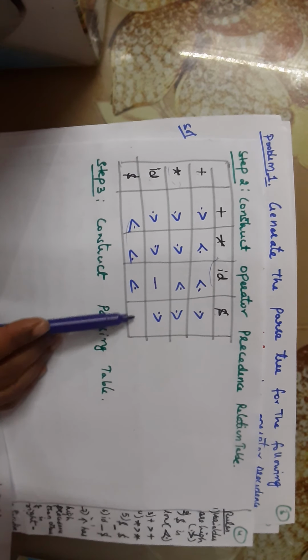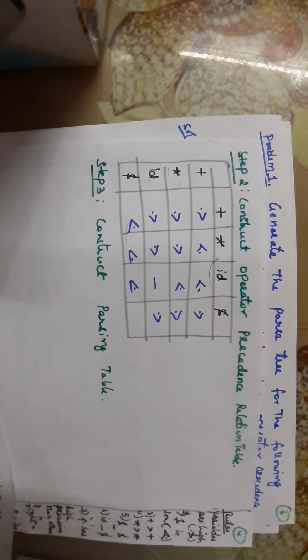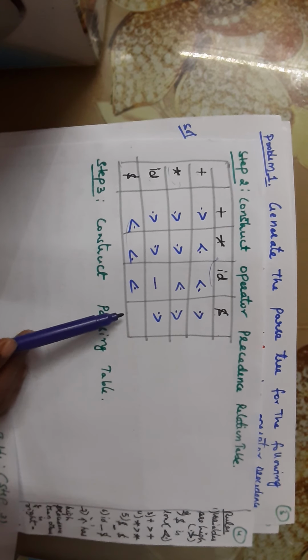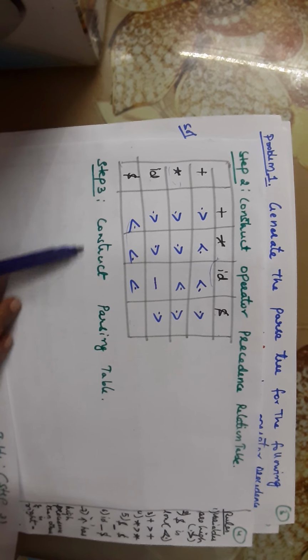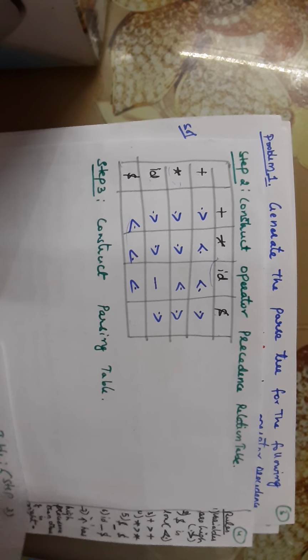So either here we have the greater than symbol or we have accept state. So two possibilities are there here. Depending upon the parsing table, we choose one of them. Normally we keep this as blank. Okay. Then step 3 is construct the parsing table.